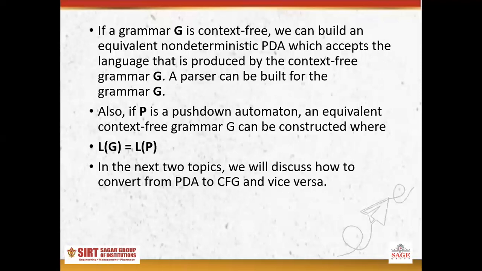If a grammar is context free, we can build an equivalent non-deterministic PDA which accepts the language that is produced by the context-free grammar G. A parser can be built for grammar G. Also, if P is a push-down automaton, an equivalent context-free grammar G can be constructed where language of G is equal to language of P. In the next two topics, we discuss how to convert PDA to context-free grammar and vice versa.